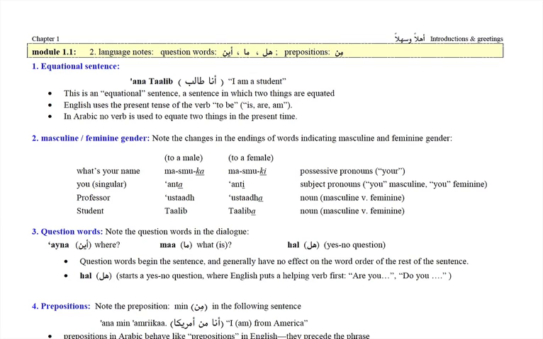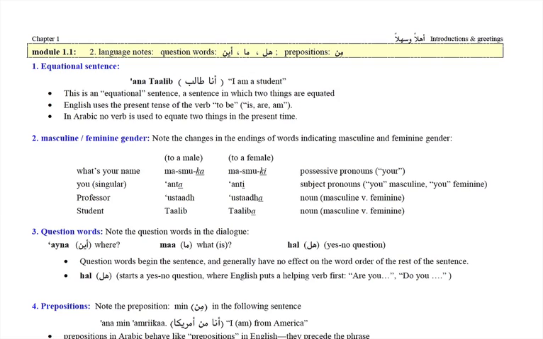Number 2 here is masculine, feminine, gender. Note the way that these things differ, whether you're addressing a male or whether you're addressing a female. So, mesmuka is what's your name, addressing a male, and mesmuki is what's your name, addressing a female. Anta, you, addressing a male, anti, addressing a female. Ustad, a professor, for a male, masculine gender. Ustada, female or feminine gender. Talib, a male student. Taliba, a female student.